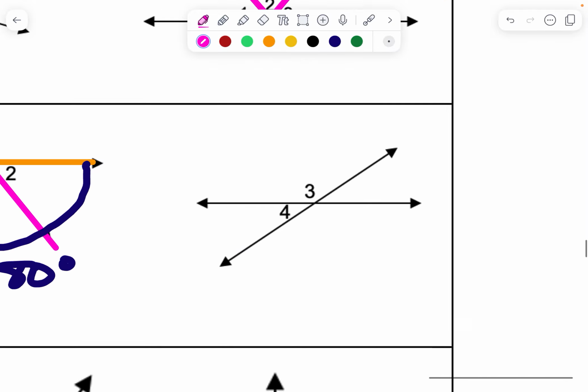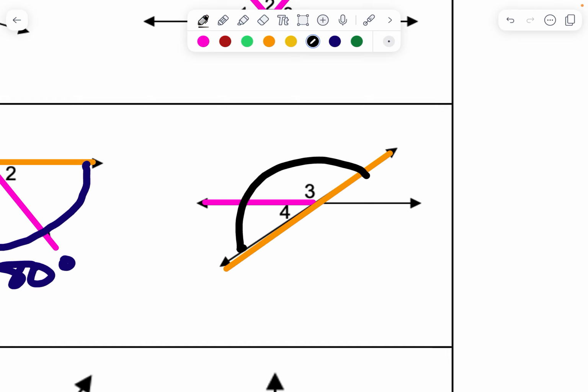And over here, 3 and 4 share a wall, and they form a line. So you know that together they are 180 degrees.